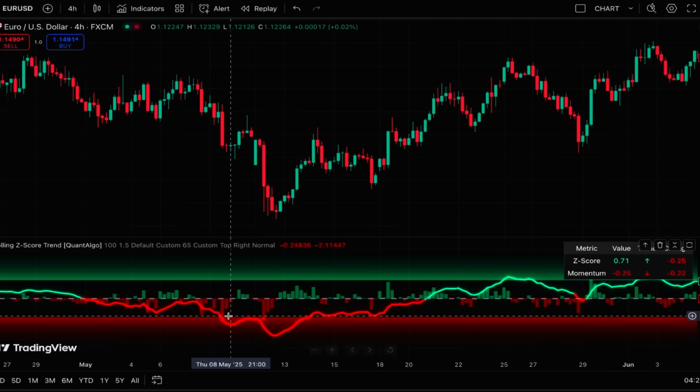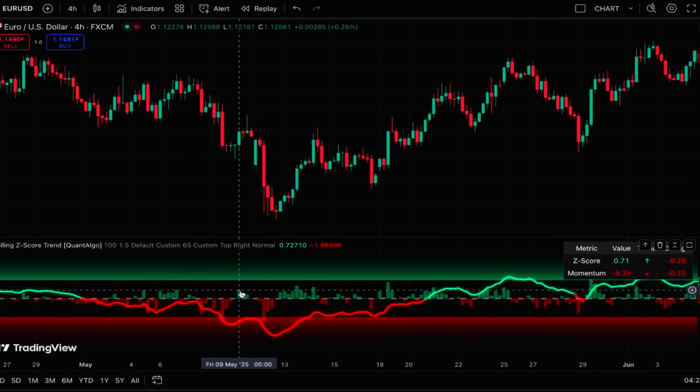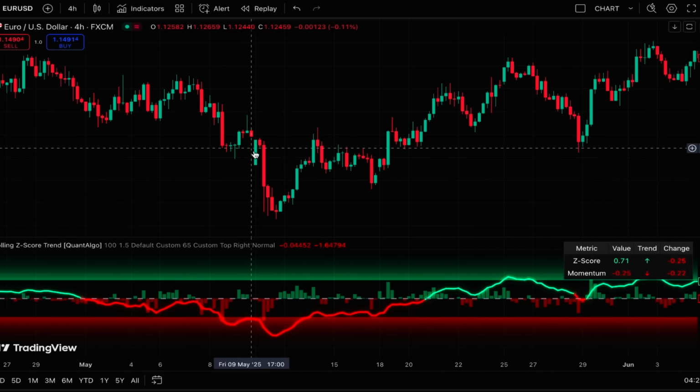Similarly, when the Z-score line is red and showing downtrend in the market, when we have green bars, it can be a sign for pullback, and when we get a red bar, it can be a signal that the pullback ended and the price is going to decline more.